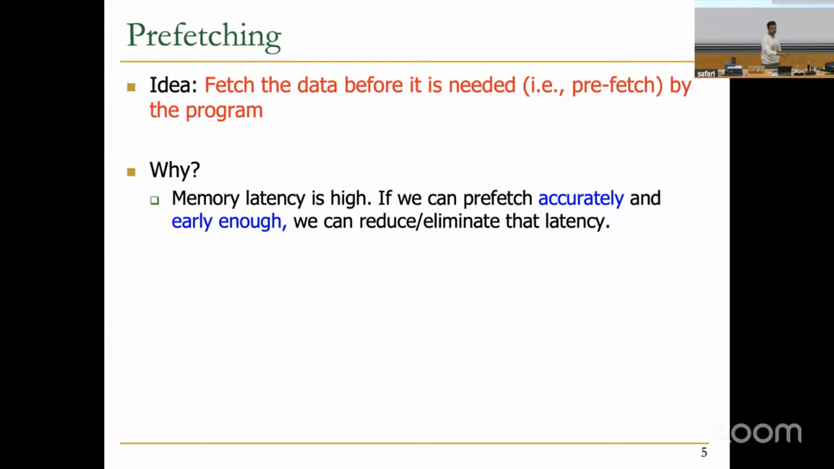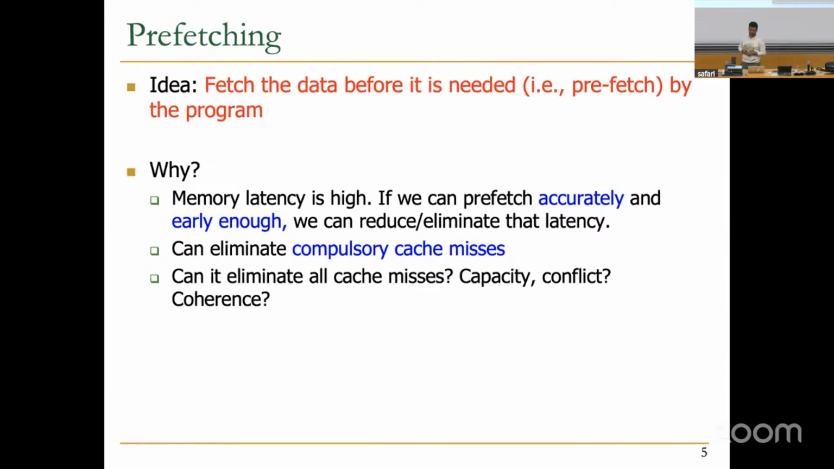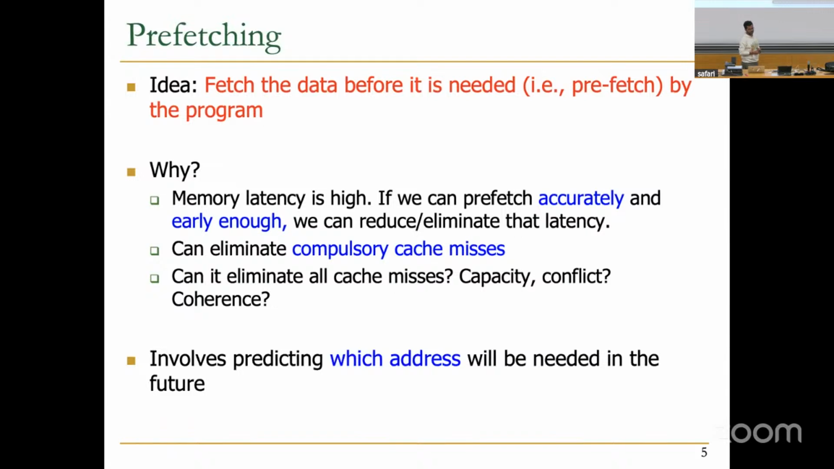You need to predict accurately, and you need to predict it on time, so that you can eliminate or completely reduce the latency. It can eliminate compulsory cache misses, as I said. Can it eliminate all types of cache misses, like capacity, conflict, and the other C that we did not cover in the lecture, coherence? It's just food for thought for you to think about, right? What it can do and what it can't.